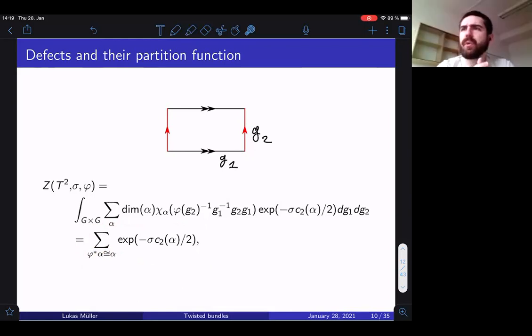Sorry, can I ask a question? This is probably obvious, but why is that defect just applied on one of those lines if they are identified? Why am I not applying the phi on both of the G2s when I'm going around the holonomy?